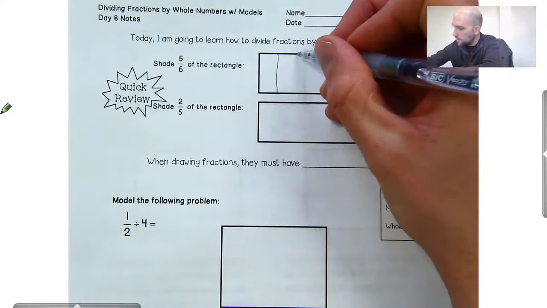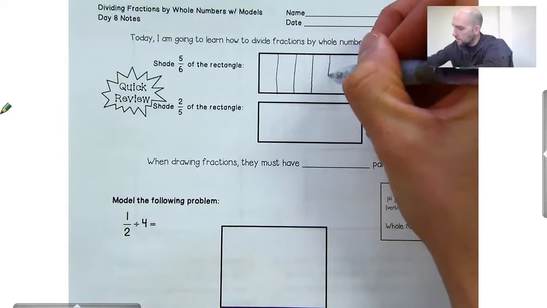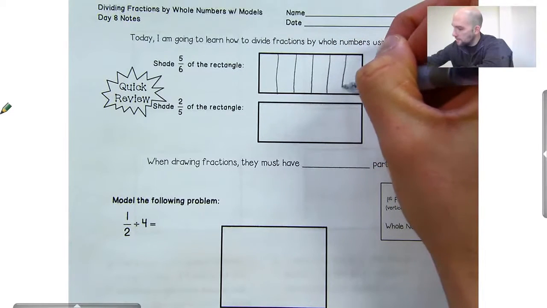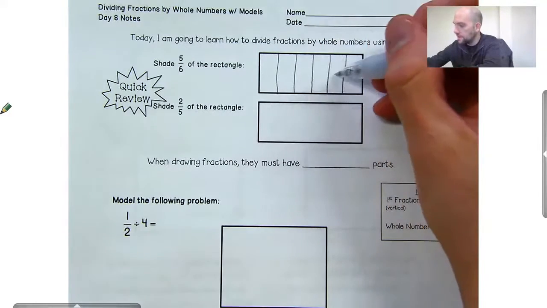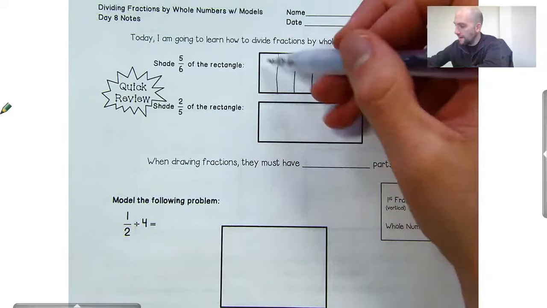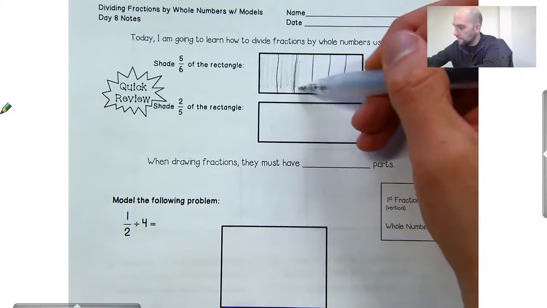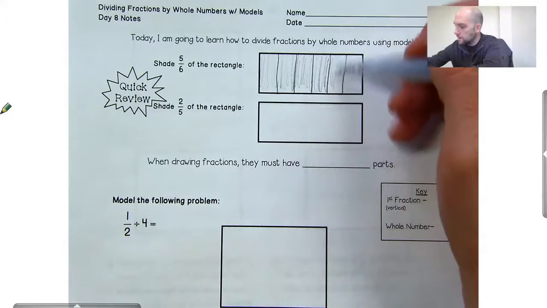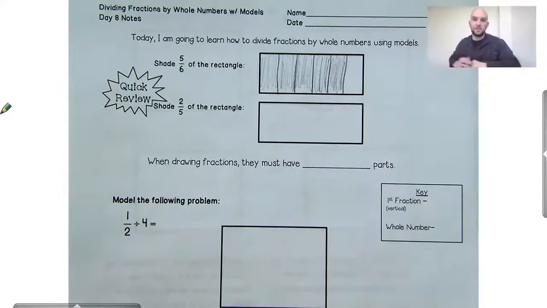1, 2, 3, 4, and 5. So I have 6 pieces there: 1, 2, 3, 4, 5, 6. And I need to shade 5/6 of them. So I'm just going to shade these in just like this. And that model will show 5/6 because I have 6 pieces all together and 5 of them are shaded in.